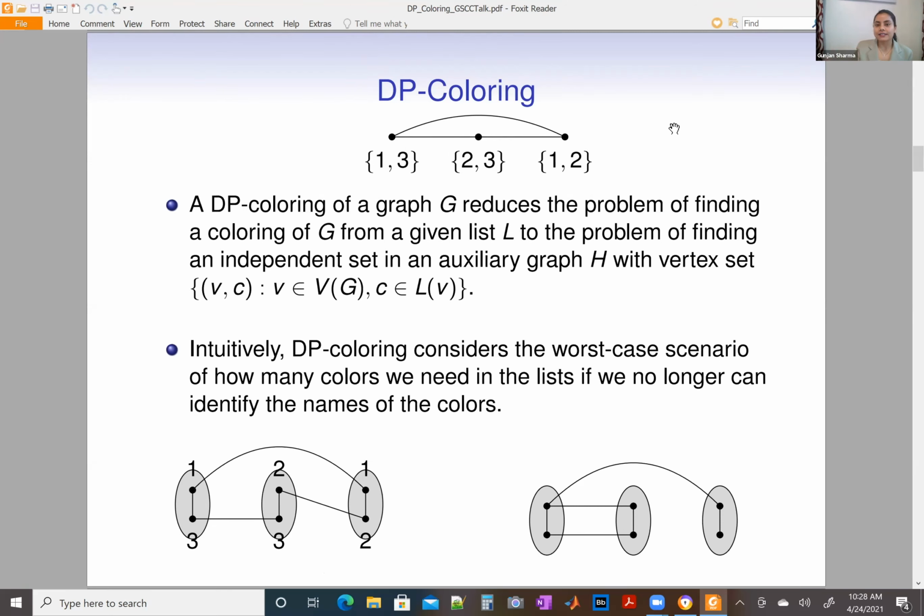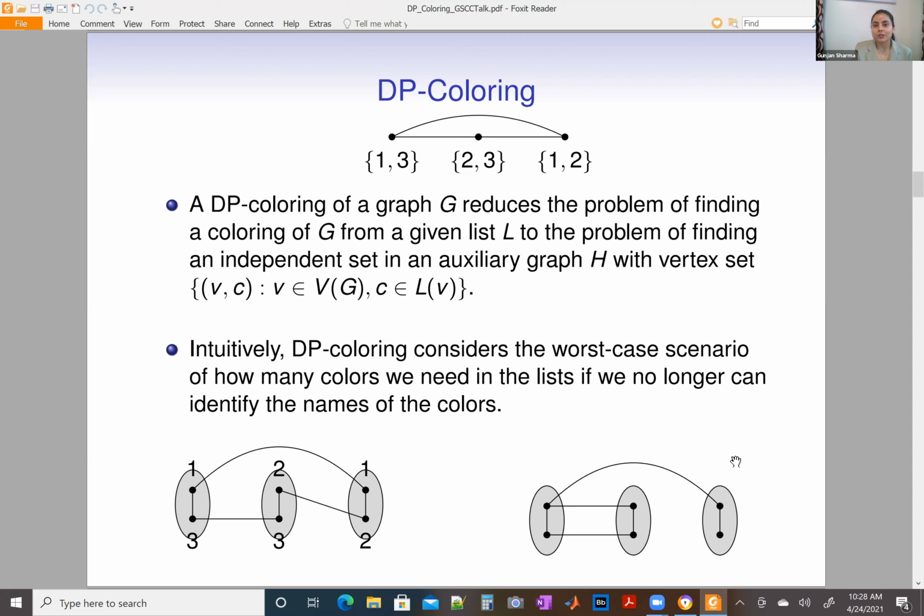So list coloring quite easily generalizes to DP coloring. But not only that, now we need to study other aspects of DP coloring as well. In general DP coloring, the intuition is to consider the worst case scenario of how many colors we need in each list, and we can no longer see the labels. So now we no longer know that this is 1, this is 2, this is 3, and so on. We just have matchings between these blobs here. And so that is the study of DP coloring. So that is the basic intuition.